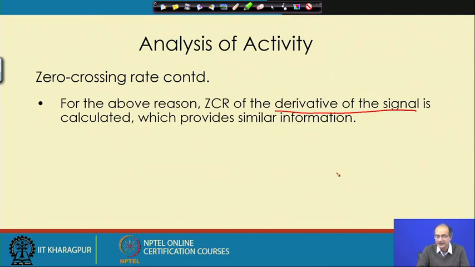Here you can take it this way: whenever we take the derivative of the signal, the derivative is a high pass filtering operation. So, that removes the DC bias; the derivative will become free from the DC component, or force the DC component to 0. In the same way, the low frequency artifacts, that means low frequency noise, are also eliminated by the derivative operation.